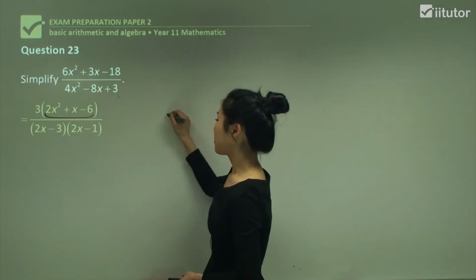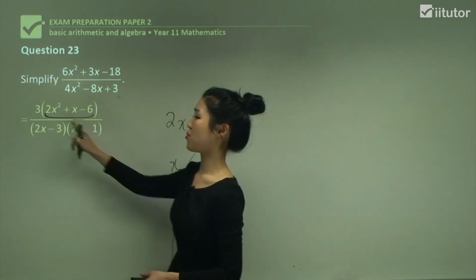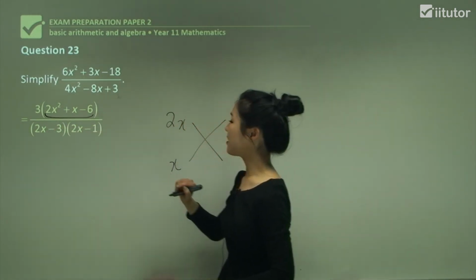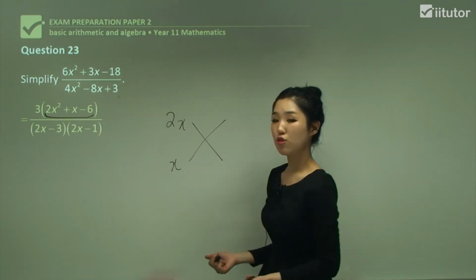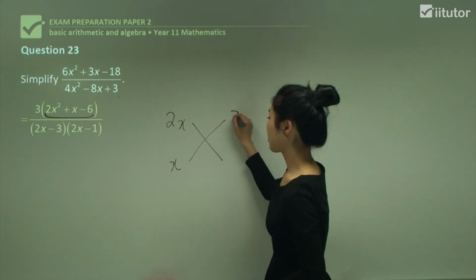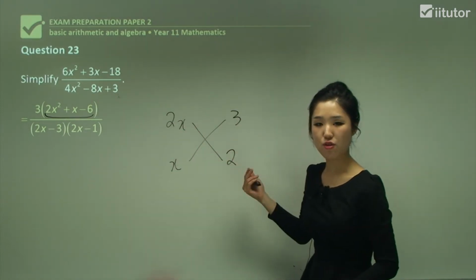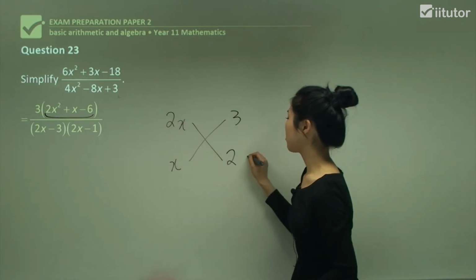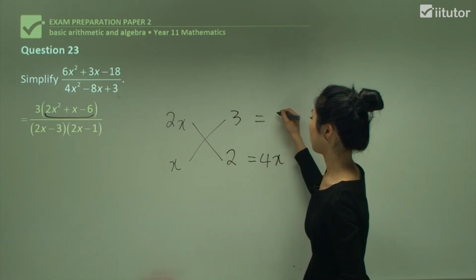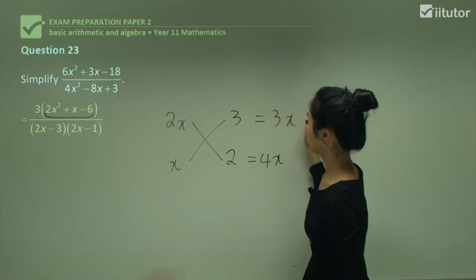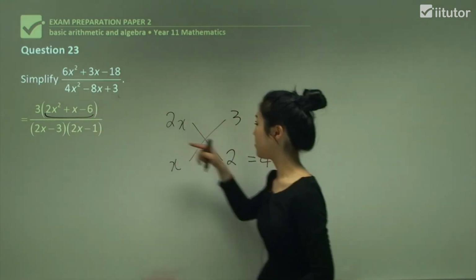Now this one, it's going to be 2x times x to make 2x squared, right? And 6, we can have 1 and 6, 3 and 2. So I'll try 3 and 2 first, okay? So I'll try 3 there and 2 there. And if that doesn't work, I'll swap it around and try again. 2x times 2 is 4x. X times 3 is 3x. And then we need to have positive x with these two numbers.